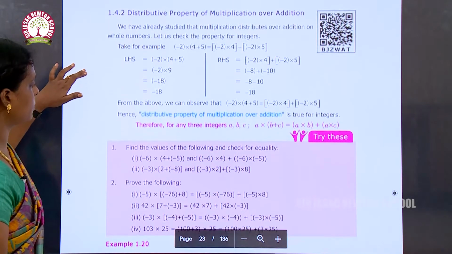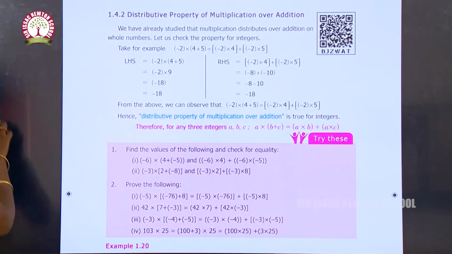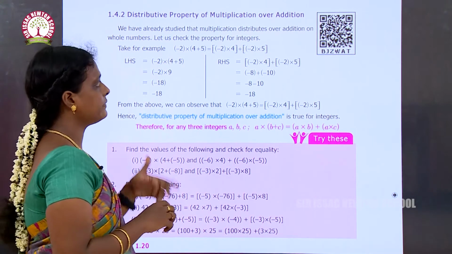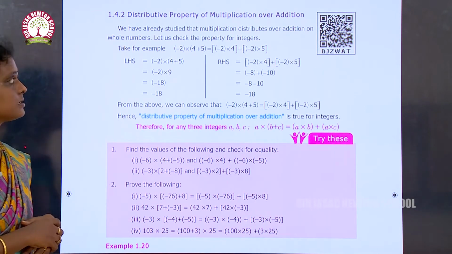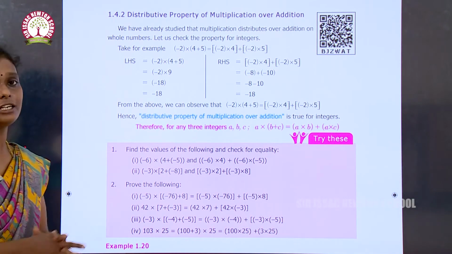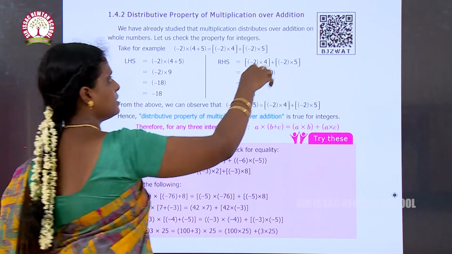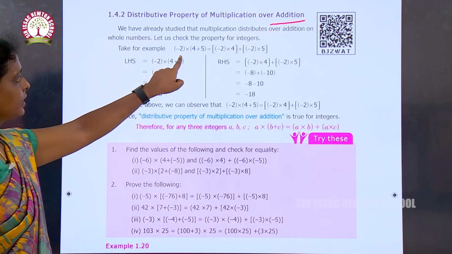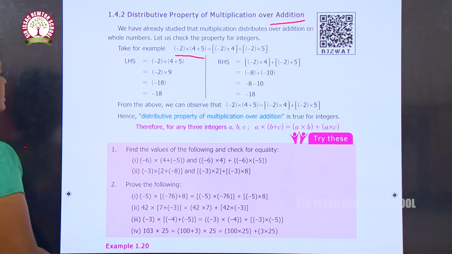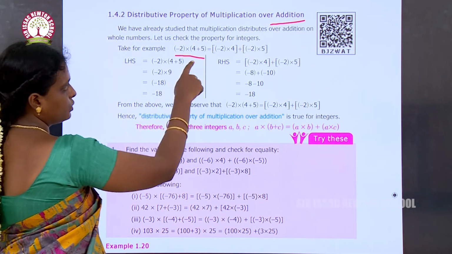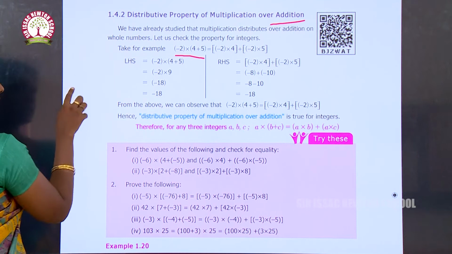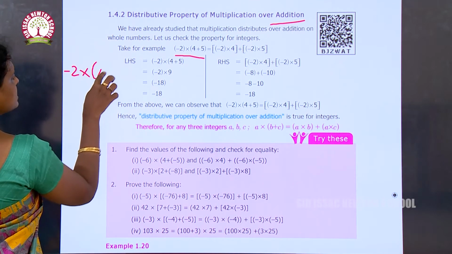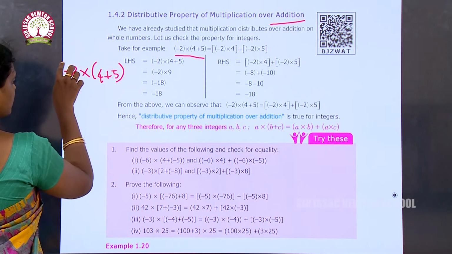And the last property is distributive property of multiplication over addition. This also we have learned in 6th standard itself. So see, here we are having a question. Minus 2 into 4 plus 5. Can you see that? Minus 2 into 4 plus 5. Okay, this is the question.